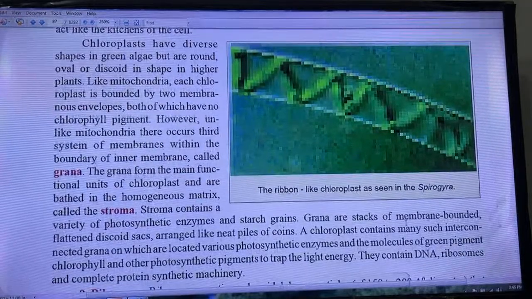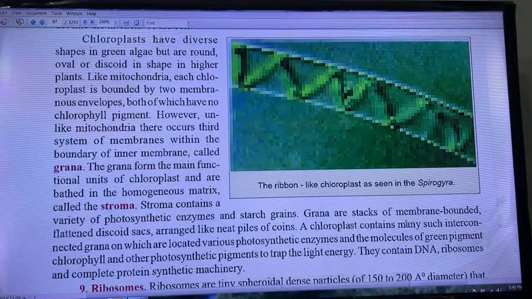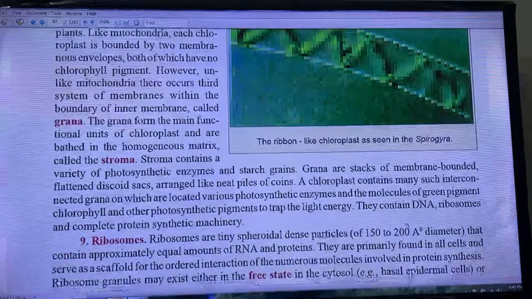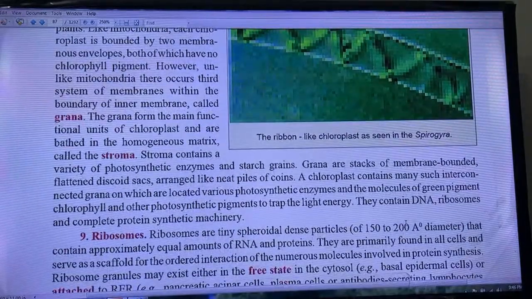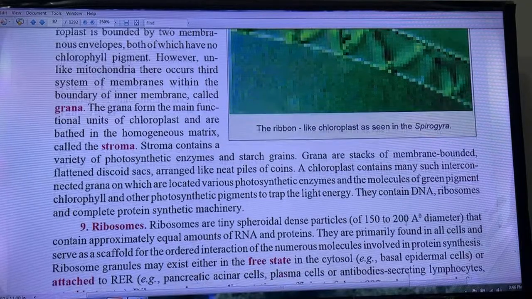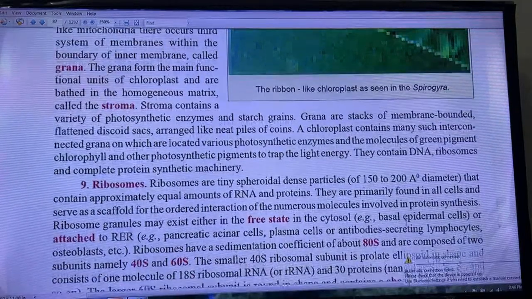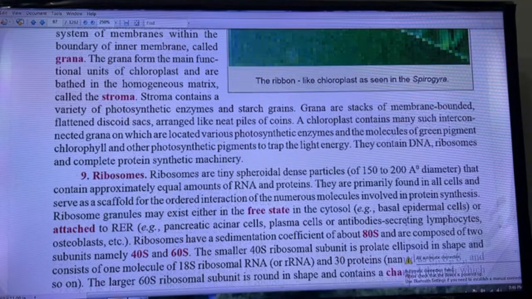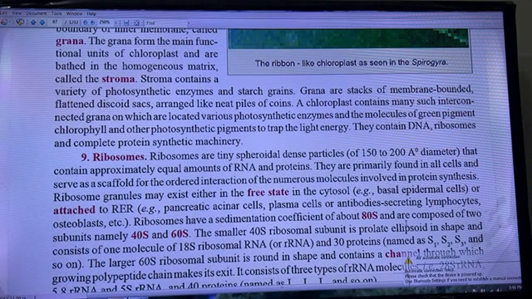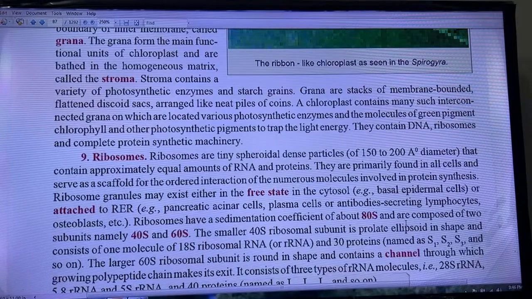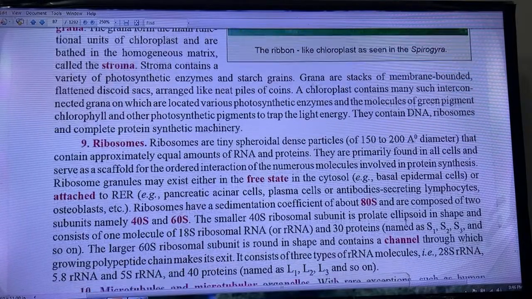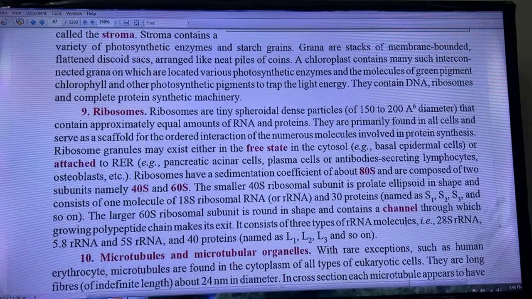Chloroplasts have diverse shapes in green algae, but are round, oval or discoid in shape in higher plants, like mitochondria. Each chloroplast is bounded by two membranous envelopes, both of which have no chlorophyll pigment. However, unlike mitochondria, there occurs a third system of membranes within the boundary of the inner membrane, called grana. The grana are embedded in the homogeneous matrix called the stroma. Stroma contains a variety of photosynthetic enzymes and starch grains.